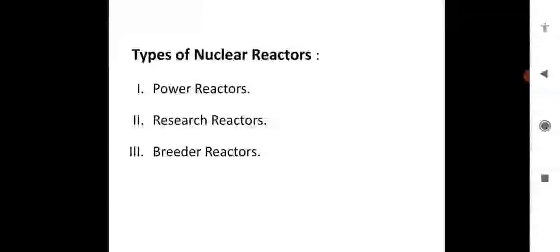So these are the types of nuclear reactors: power reactors, research reactors and breeder reactors.